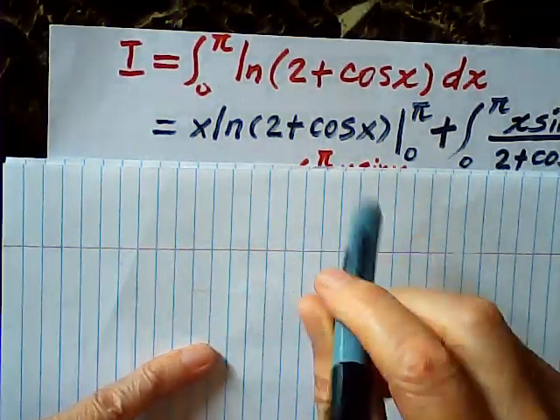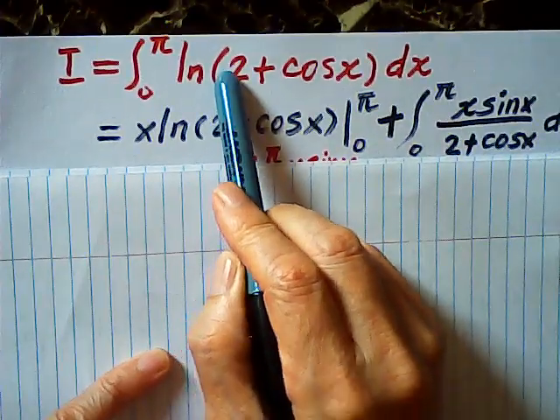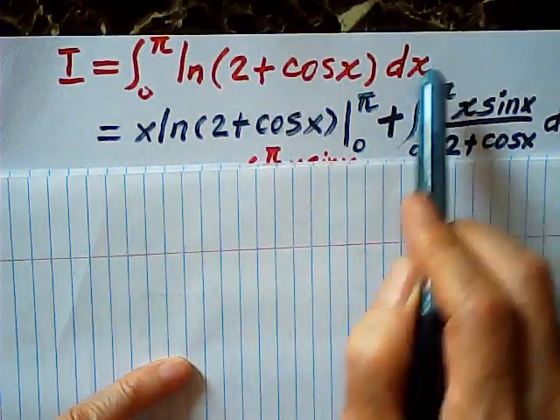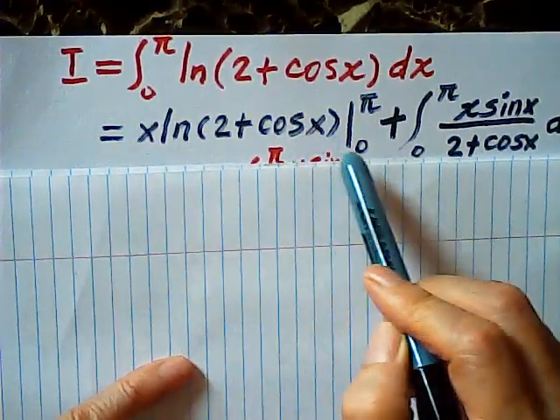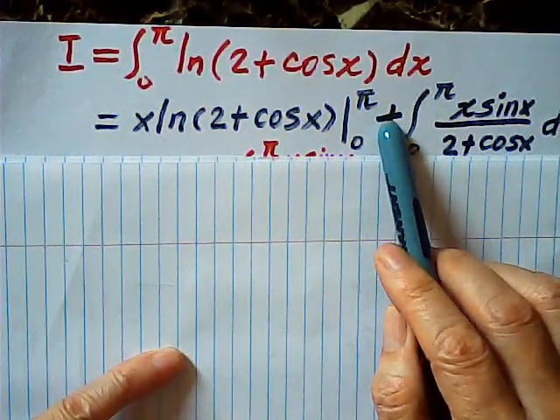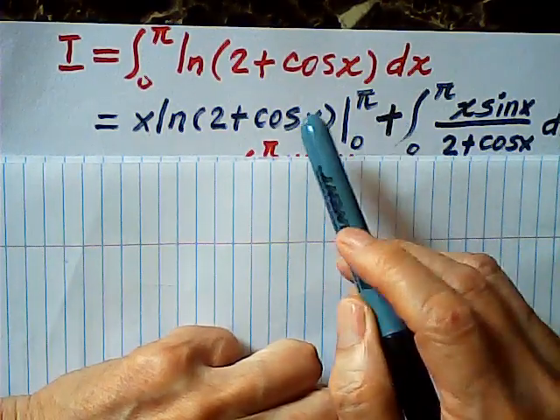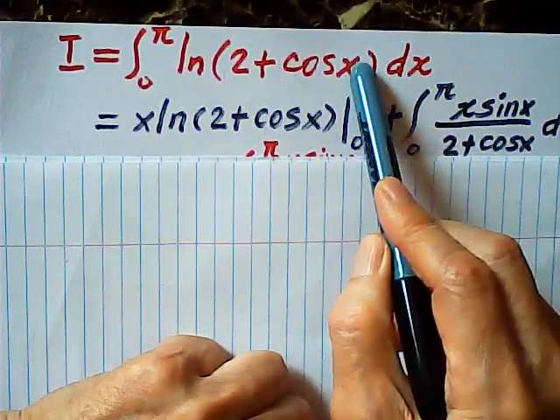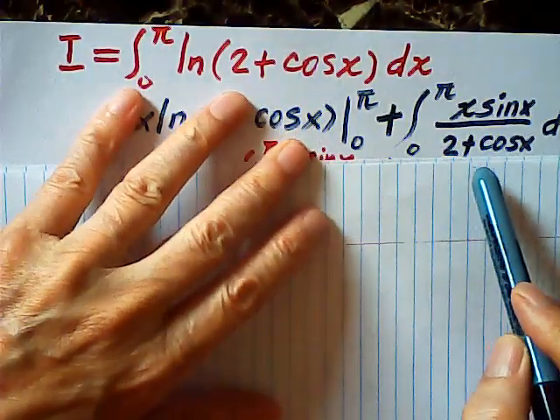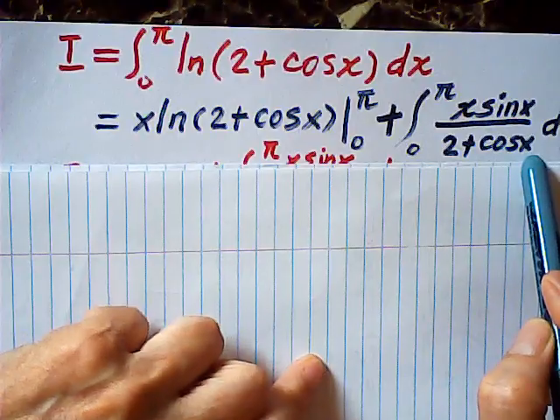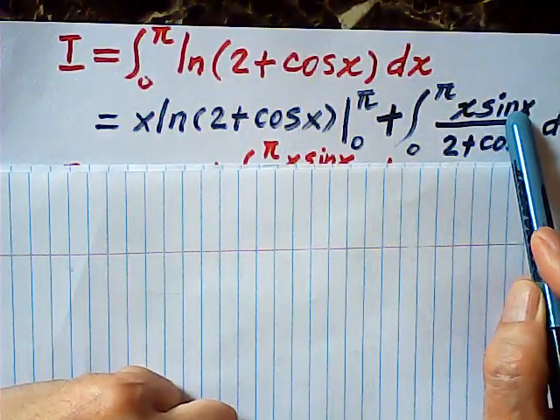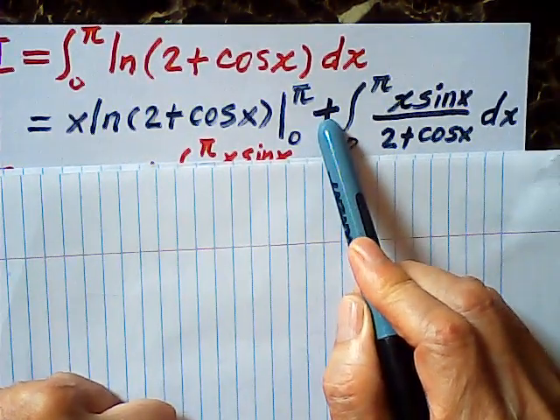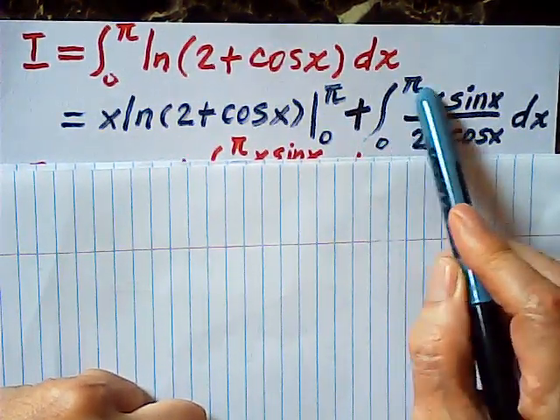That is u, this is dv, so it becomes uv from 0 to pi, minus the integral of v du. V is x, du is the derivative with respect to x, that is 1 over 2 plus cosine x, times the derivative of cosine, which is a negative sign. That's why this becomes plus. So this is v du.